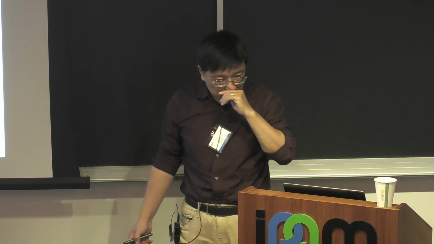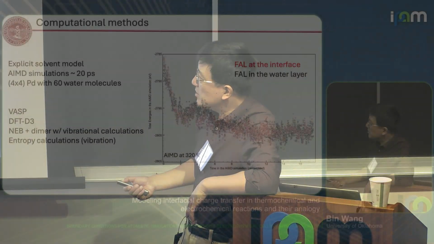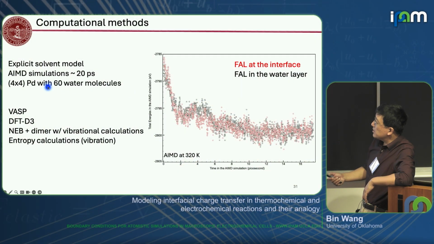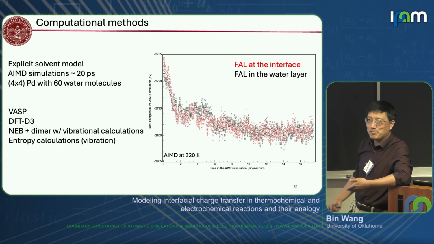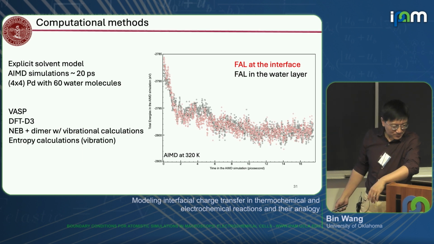This work was done 6 or 7 years ago now. At that time, we did ab initio MD simulations with the palladium surface with about 60 water molecules. We ran about 20 picoseconds, probably the best we could do at that time. We positioned the furfural at different locations, but eventually we only used the data of the furfural at the interface. After running that, we got a lot of trajectories. Then we just picked one of them, quenched it down to 0 K, basically optimized it, and then did NEB. That's essentially what we did at that time, which is shown here.